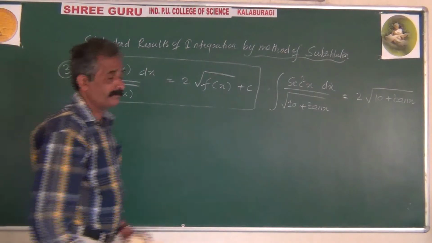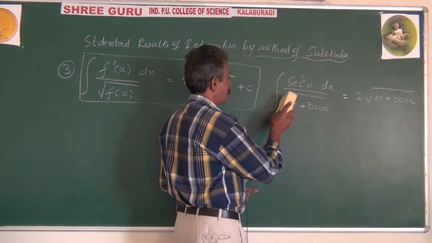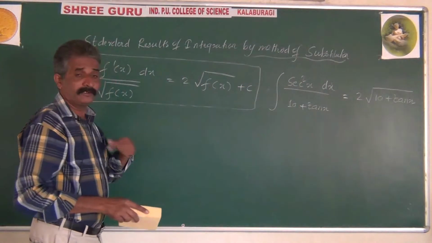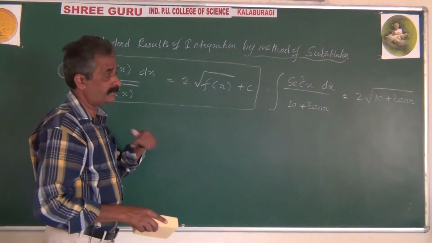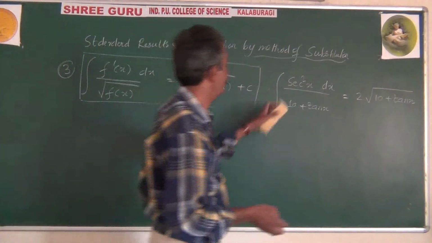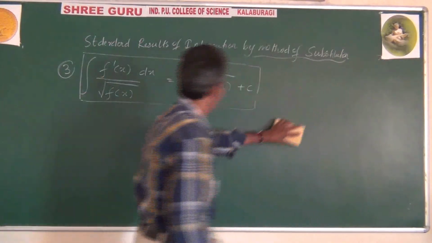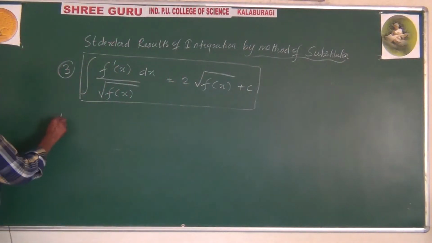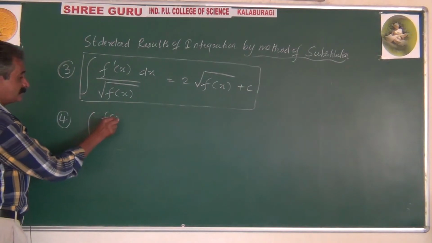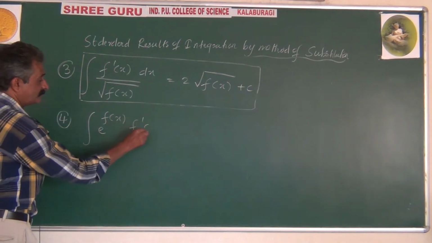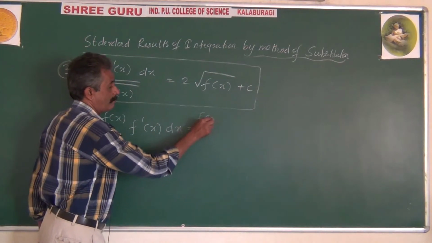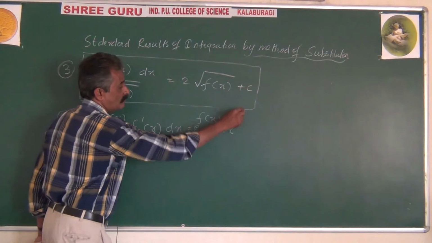And more importantly, when we don't have the square root here, it will be in the form of f dash x by f of x. At that time, the answer will be log of f of x. Another formula from the substitution method, integration e to the power of f of x into f dash of x equals e to the power f of x plus c, understood.